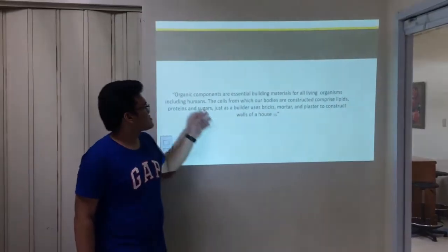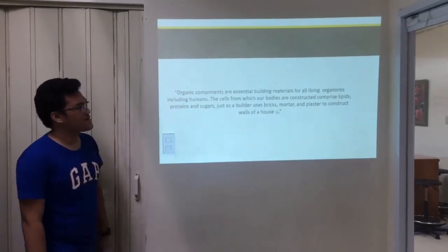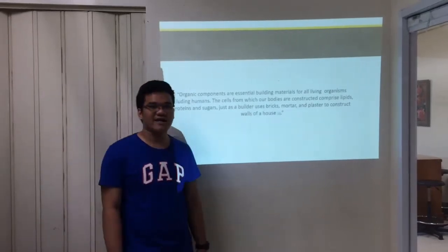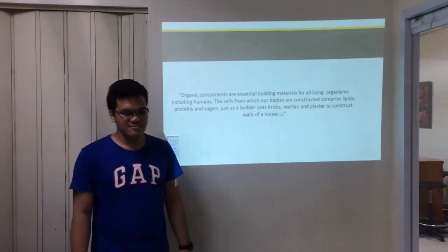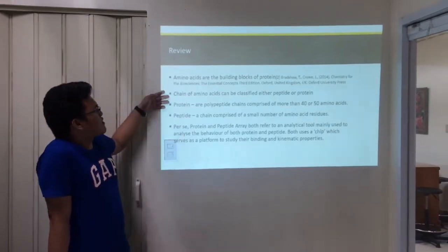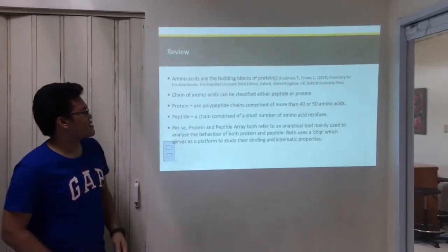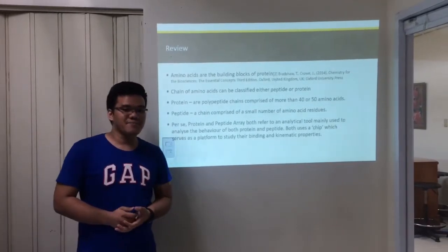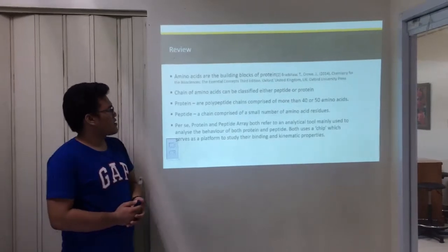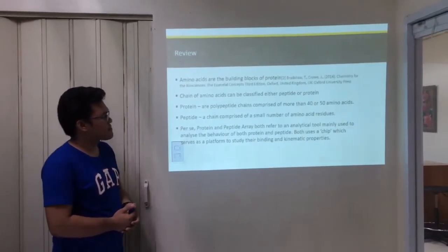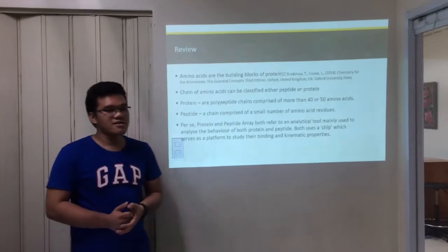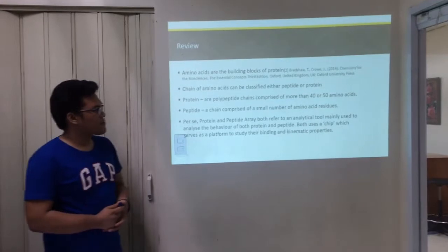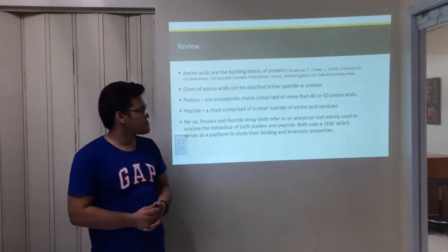So, first, we define organic components. They are essential building materials for all living organisms, such as amino acids, carbohydrates, and nucleotides. For a review, amino acids are the building blocks of protein, and a chain of amino acids can be classified either as peptide or protein. Proteins are defined as polypeptide chains comprised of more than 40 or 50 amino acids, while a peptide is a chain comprised of a small number of amino acids.